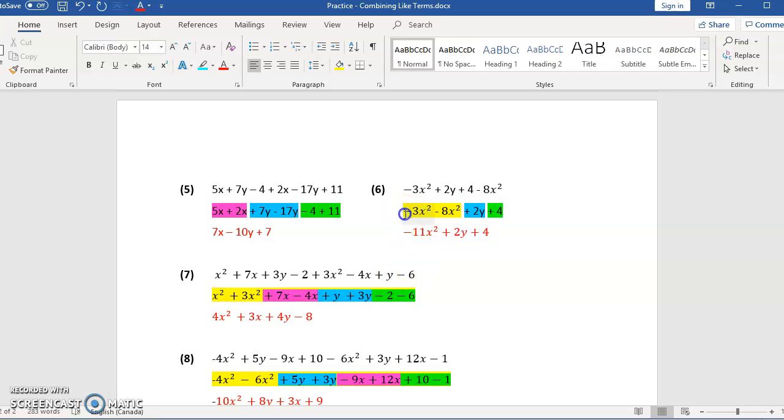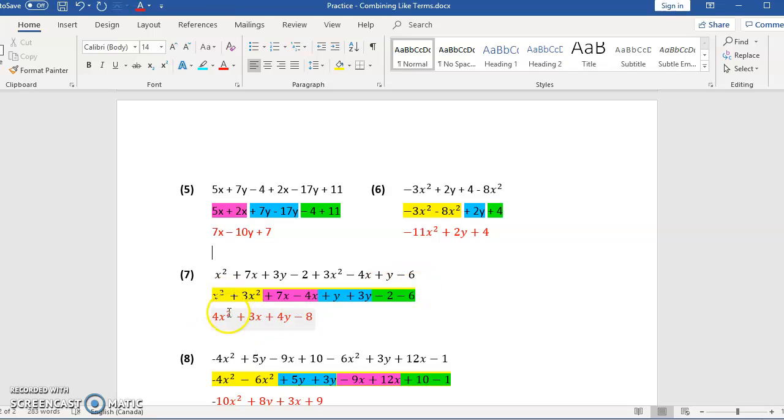Same with this one, right? Combine them together and simplify. Negative 3 minus 8, negative 11x. And you can't simplify plus 2y plus 4. Those are just there. Put the like terms next to each other. It makes it easier to simplify.